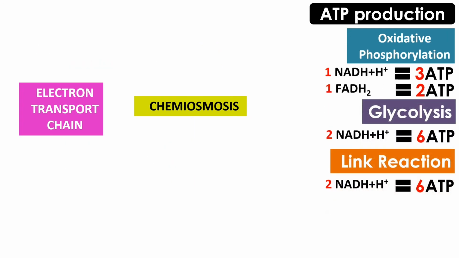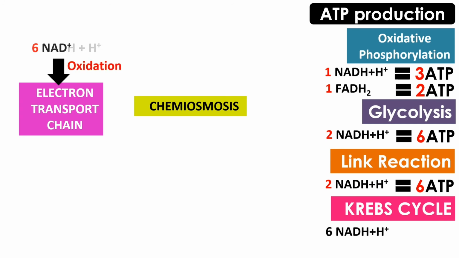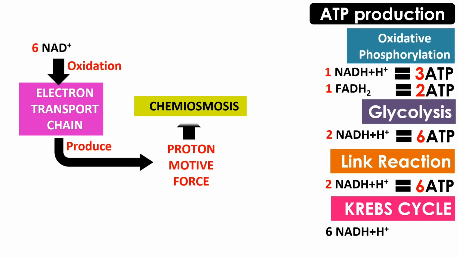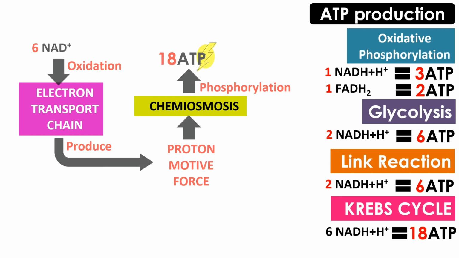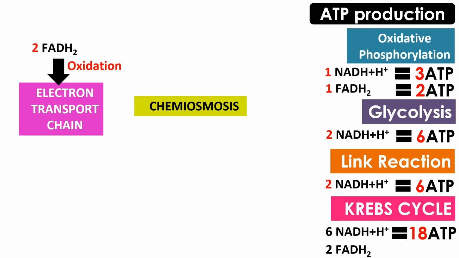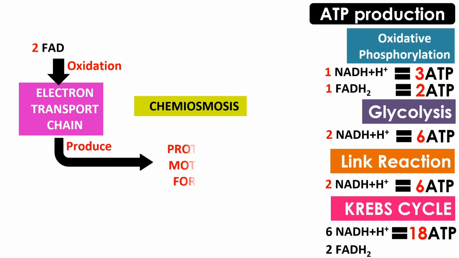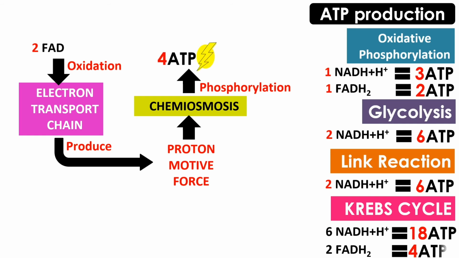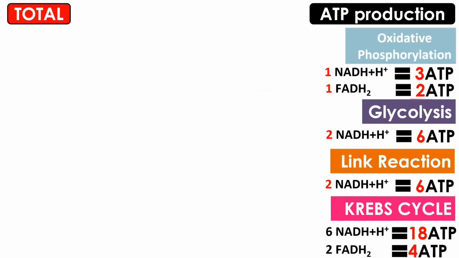In the Krebs cycle, there are 6 total NADH produced, which is equivalent to 18 ATP. In addition to NADH, the Krebs cycle also produces 2 FADH2 molecules, which is equivalent to 4 ATP. For the Krebs cycle alone, a total of 22 ATP is produced via oxidative phosphorylation.